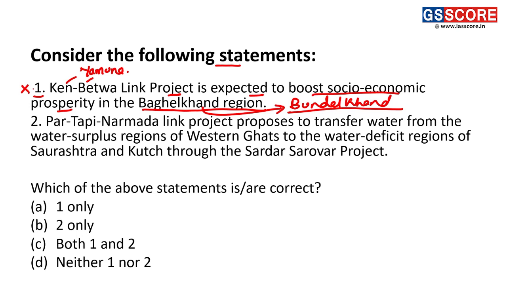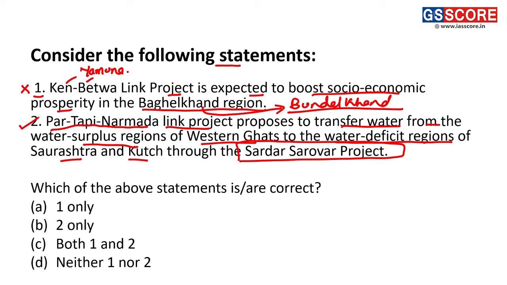Statement 2 we will be looking at, the Par Tapi Narmada link project proposes to transfer water from the water surplus region of Western Ghats to the water deficit regions of Saurashtra and Kutch through the Sardar Sarovar project. So this statement is basically a correct statement. Thus, the correct answer is B, 2 only.